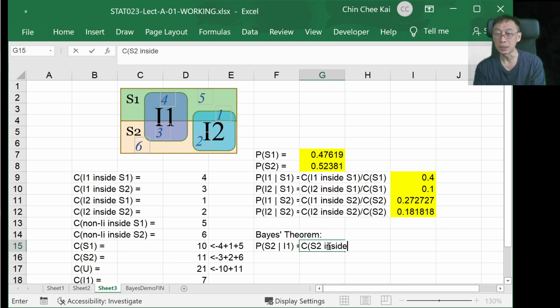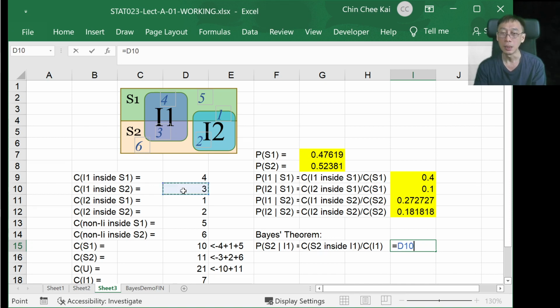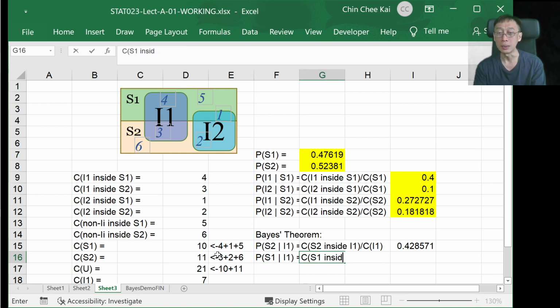So count of S2 inside of I1, divided by count of I1. So that is going to be, what? Count of S2 inside I1 is the same as I1 inside S2. So this divided by count of I1. Where's count of I1? Okay. And same thing, we can calculate P of S1 given I1. That's count of S1 inside I1 divided by count of I1. So again, that's count of I1 inside S1. Same. You can flip them and it's going to be the same.